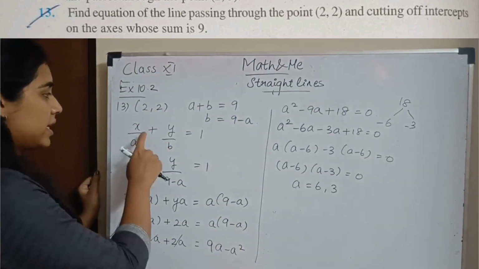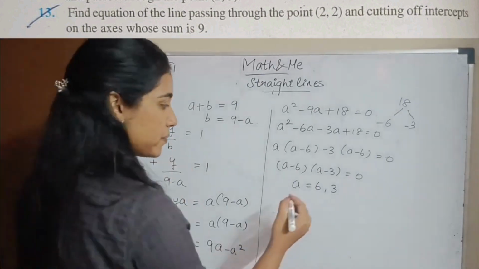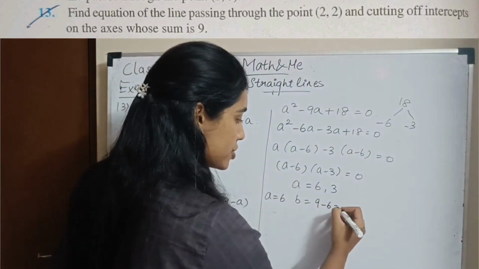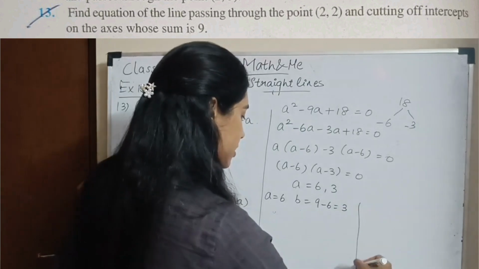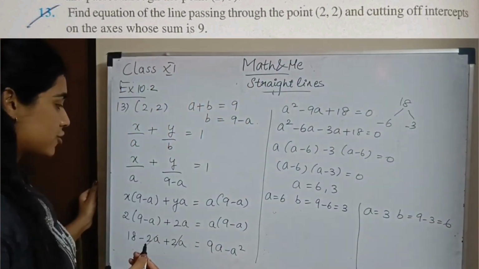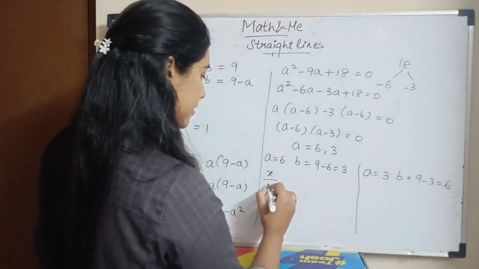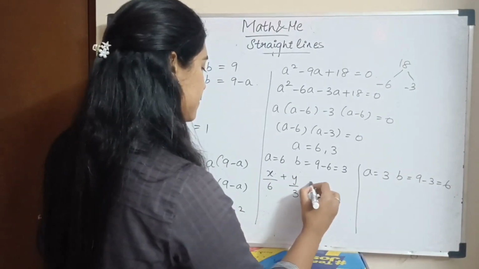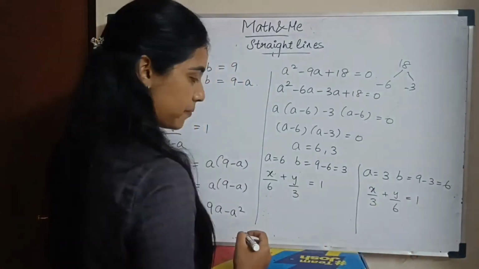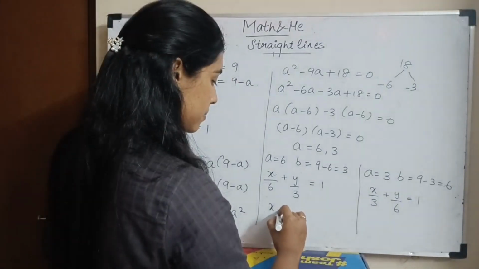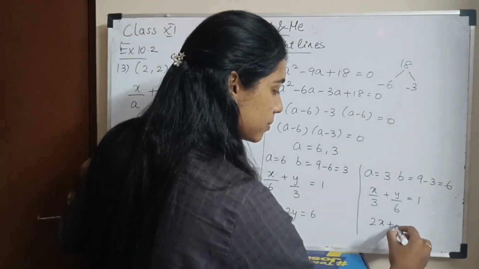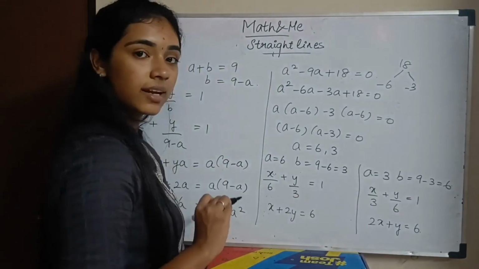So what is your equation? It is x divided by a plus y divided by b equals 1. So if a equals 6, then your value of b is 9 minus 6, which is 3. If your a value is 3, then your b is 9 minus 3, which is 6. So your equation becomes x divided by 6 plus y divided by 3 equals 1, or x divided by 3 plus y divided by 6 equals 1. Solving this, what do I get? x plus 2y equals 6. The LCM is 6. Here I get 2x plus y equals 6. So these are the required equations.